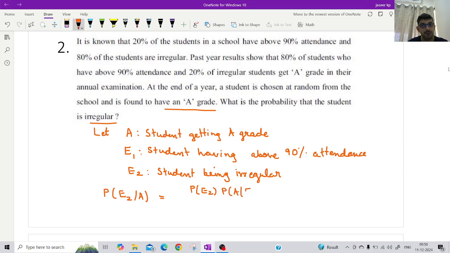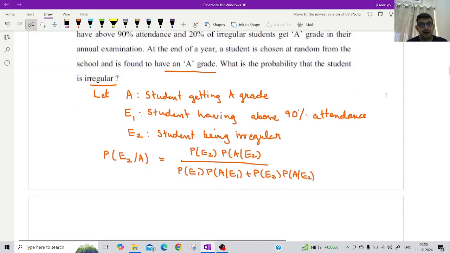P of A given E2, then P of E1, P of A given E1, plus P of E2, P of A given E2. So now let us try to find the probability values. After that we can get the answer.